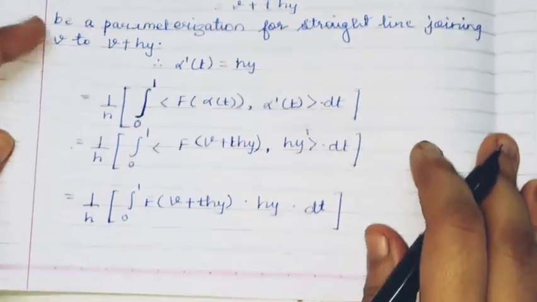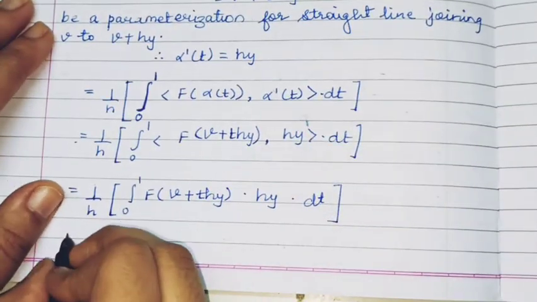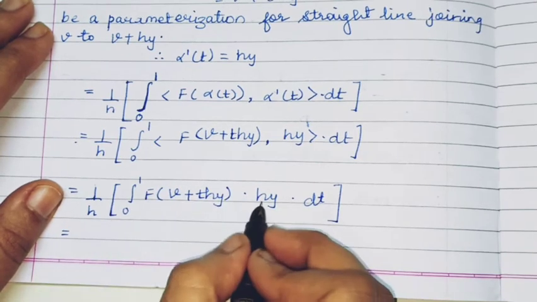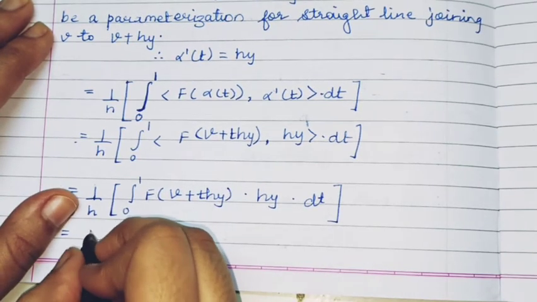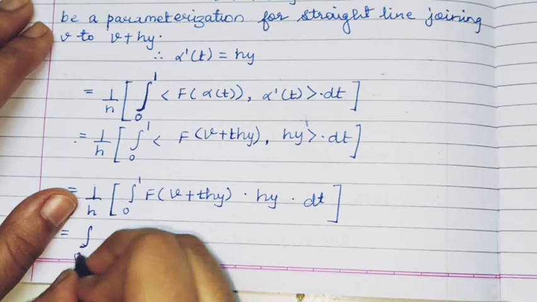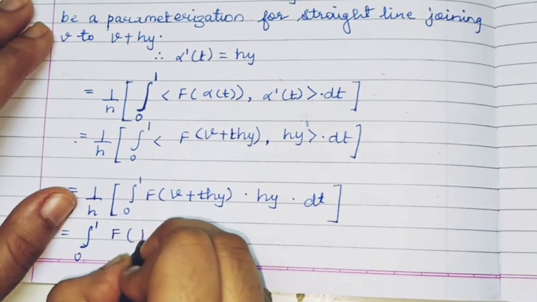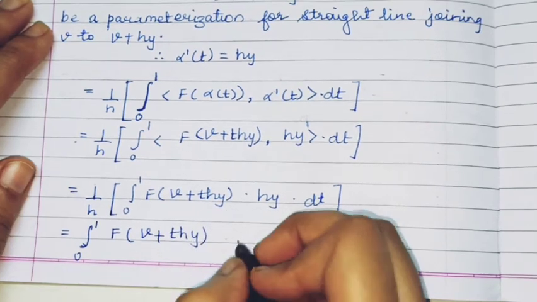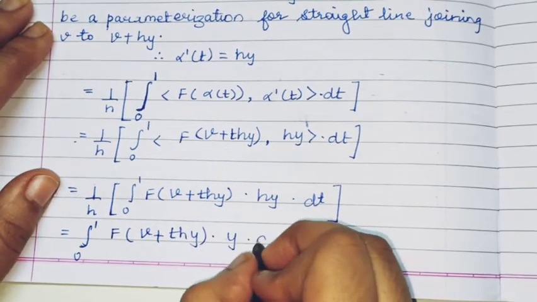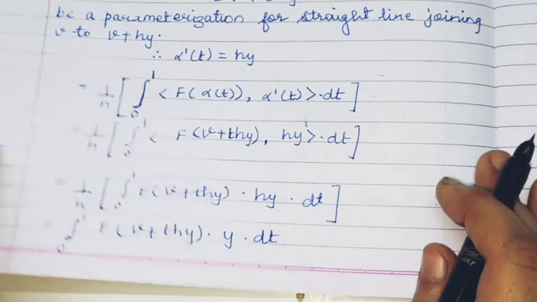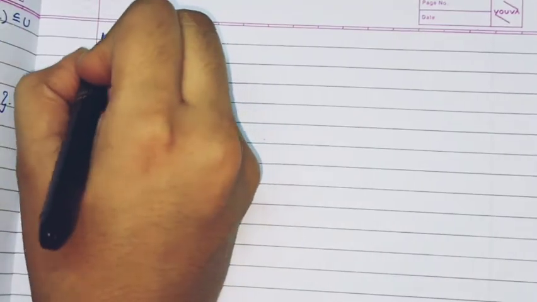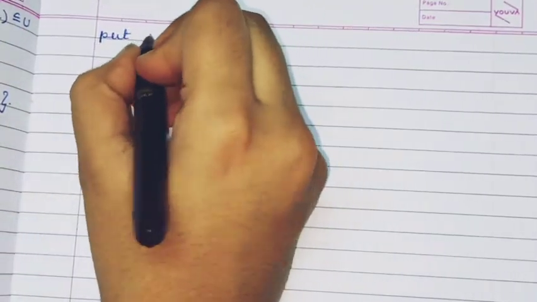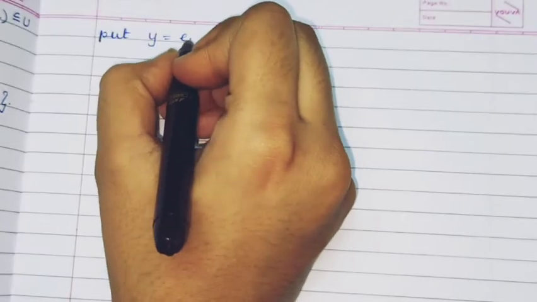That is the dot product, which is equal to, now the h in the bracket and outside the bracket gets nullified. What remains is integration from 0 to 1 f of v plus th into y and dt. Now in this particular equation, we will put y is equal to e suffix k.